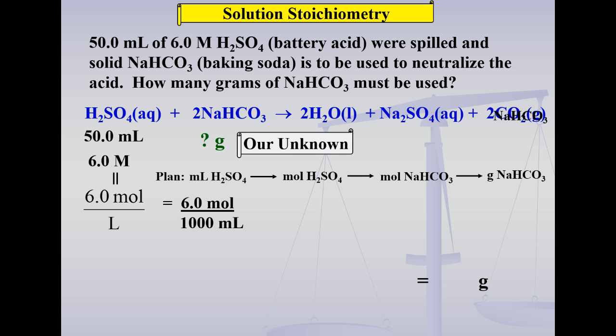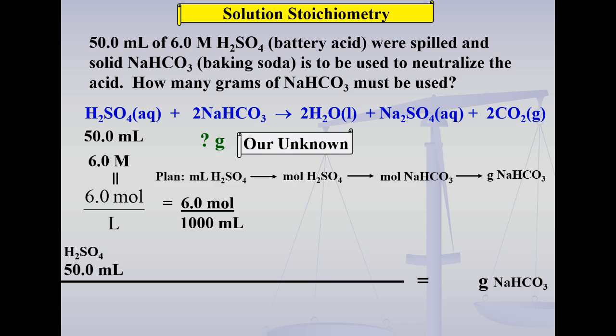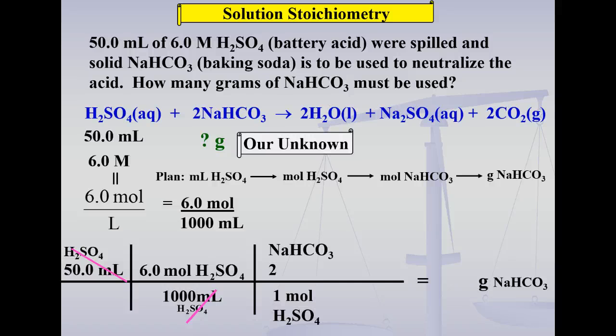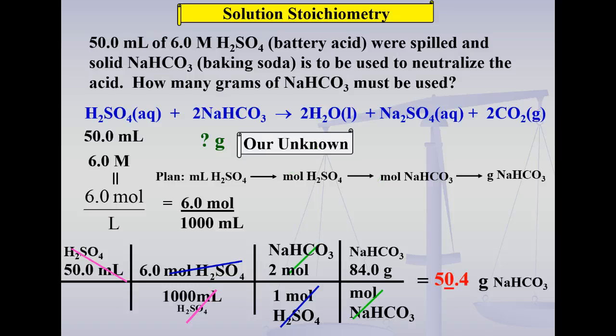All right, let's solve. Starting with our given quantity, we have 50 milliliters of sulfuric acid. We're going to multiply using the molarity, 6 moles over 1,000 milliliters. Milliliters divides out. Then we're going to multiply by the mole ratio. We are going to divide out the common units. And lastly, multiply by the formula mass of sodium bicarbonate. Divide out the common units. And there we go. 50.4 grams of sodium bicarbonate. Want to say that it's easy, but it's your first time seeing this.